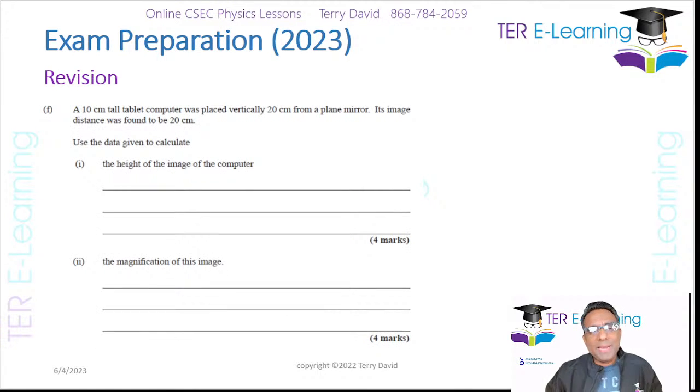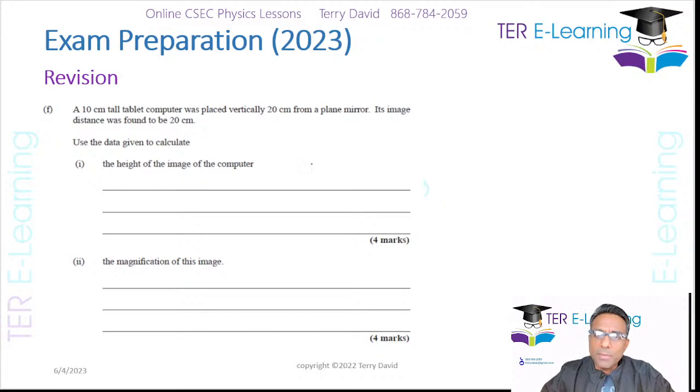Now part F. We have a 10 cm tall tablet computer, so you have an iPad or some Samsung something. It's 10 cm tall and it's placed vertically 20 cm from a plane mirror. Its image distance was found to be 20 cm.